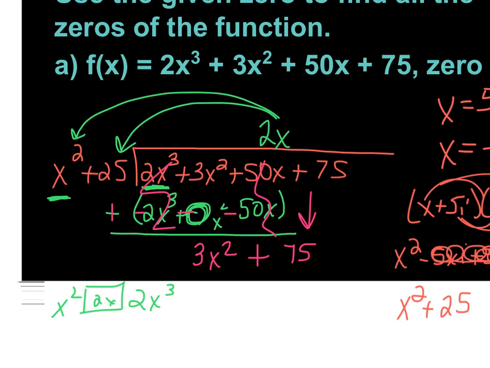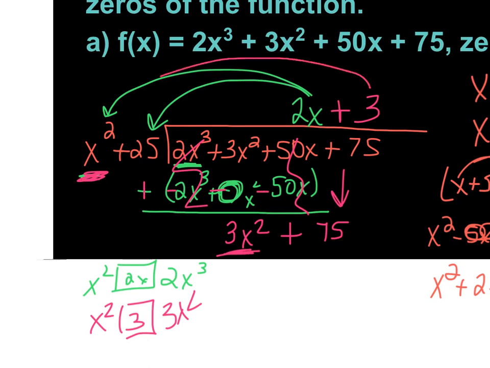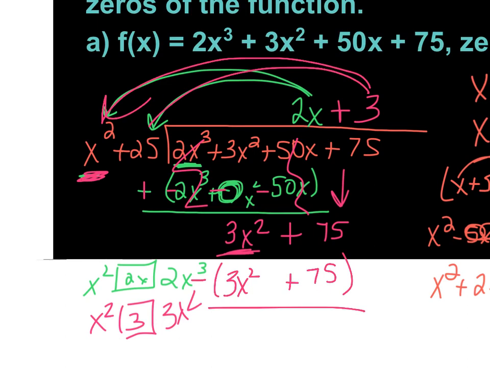We're going to do the same exact thing, guys. First term into first term. X squared times what gives me 3x squared? Plus 3. So right above the 75, plus 3. And now we're going to multiply. What's 3 times x squared? 3x squared. What's 3 times 25? Before I subtract, what do I do? Distribute, distribute, distribute. So what's negative 75 and positive 75? What's 3x squared minus 3x squared? So this is the last 0 right here.